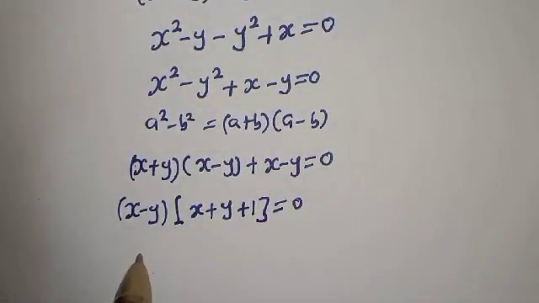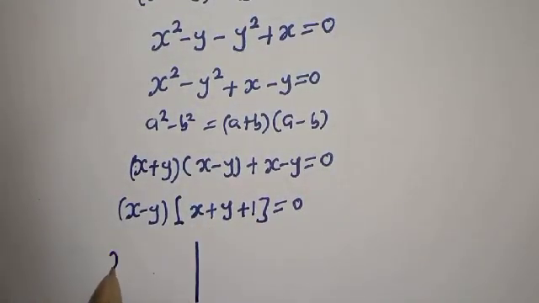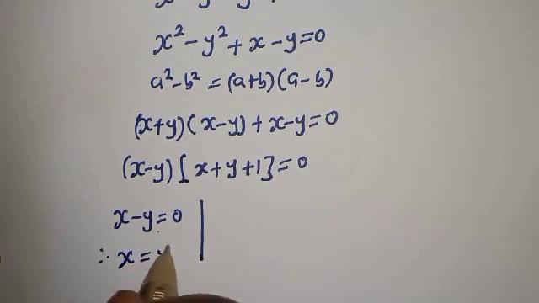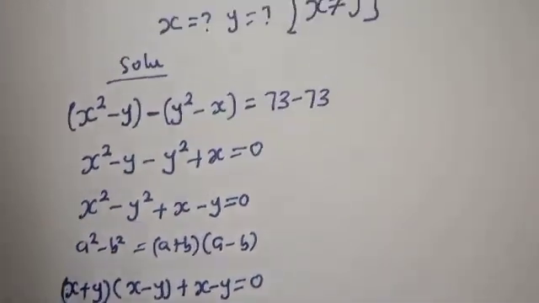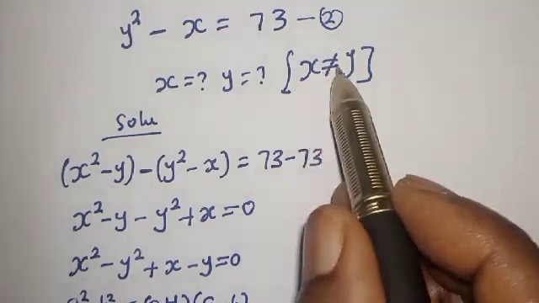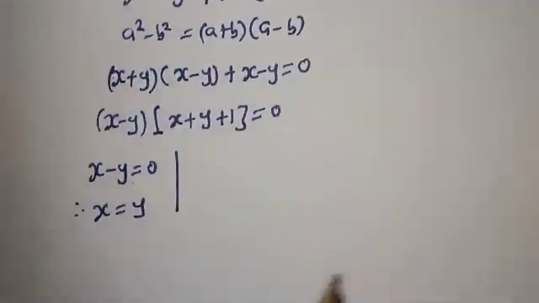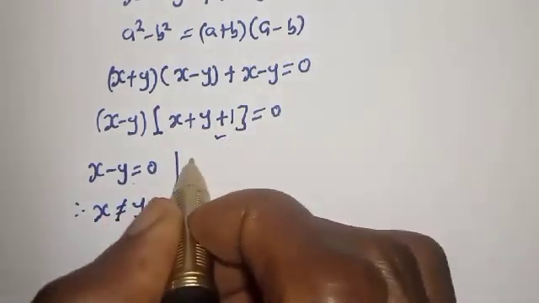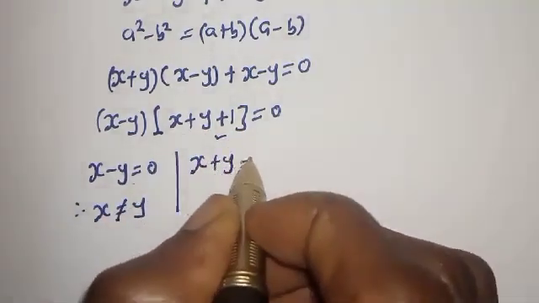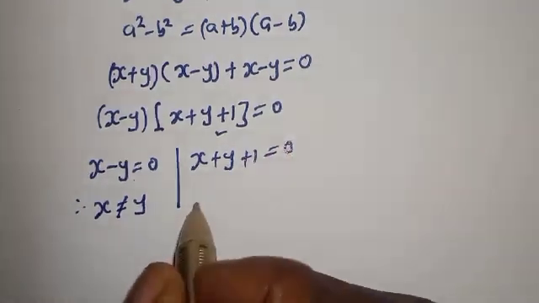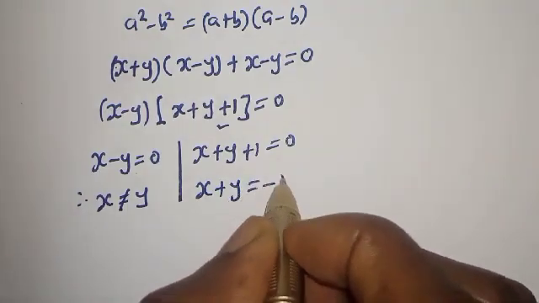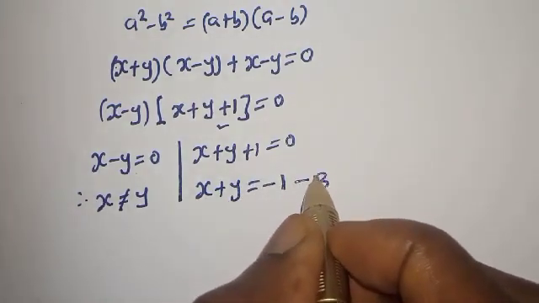There are two cases here. The first case is x minus y is equal to 0. Therefore, x is equal to y. But from the definition, we know that x is not equal to y. Therefore, this is not equal to this. So we consider the second case. The second case is x plus y plus 1 is equal to 0. Then x plus y is equal to minus 1. Let's call this equation 3.